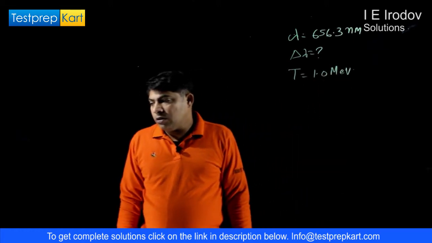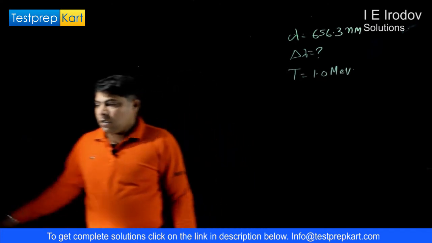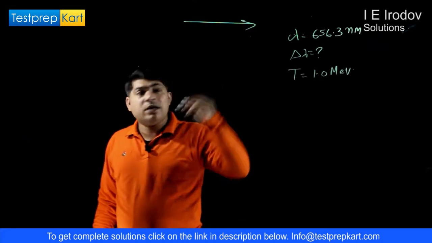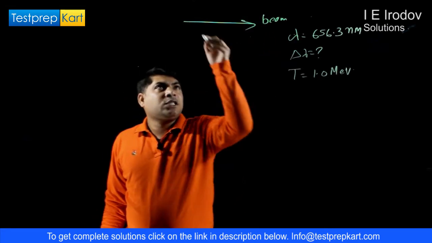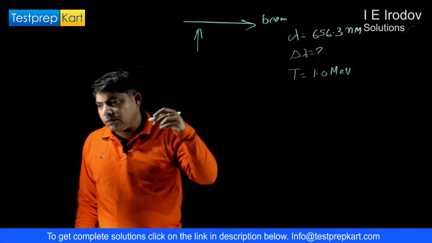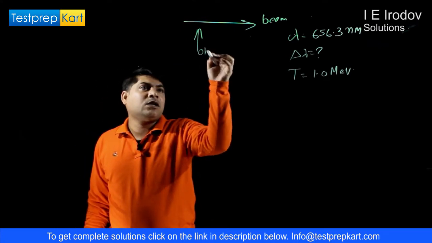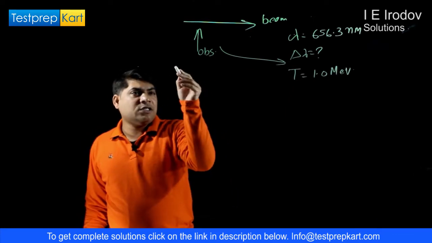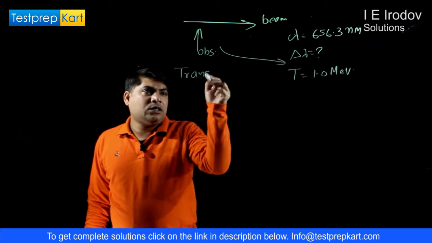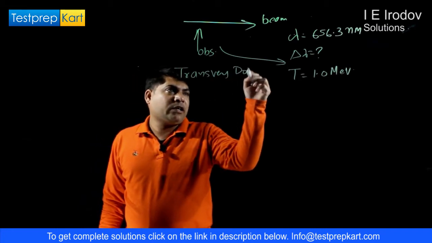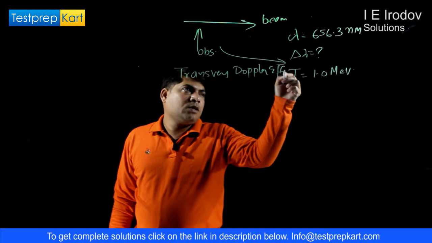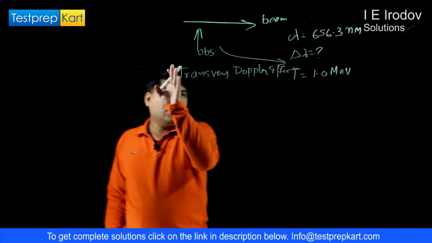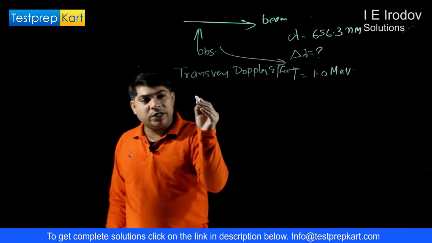Okay. So basically in this case, this is a hydrogen beam. And the observer is at 90 degrees. And the atoms have this much kinetic energy. So this question is based on the transverse Doppler effect, because the position of the observer with respect to this beam is transverse, perpendicular to its direction of propagation.